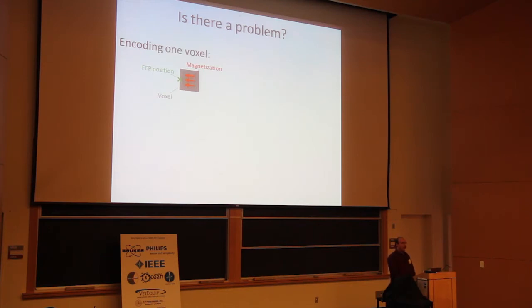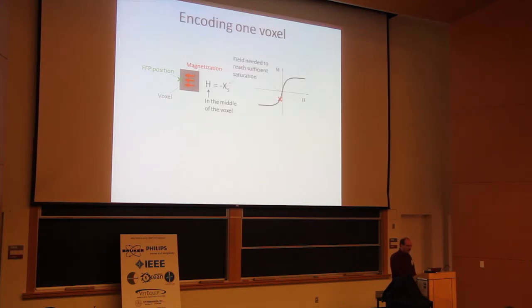It's quite simple. First, you place your field point left of the voxel. Then you have in the middle some magnetic field, and it's by definition minus XS, where XS is the field where the particles are sufficiently saturated. Then you move the field point to the right. You are here in the magnetization curve. You have a delta H, and this gives you the voxel. So you need a field change of 2XS to get the voxel.